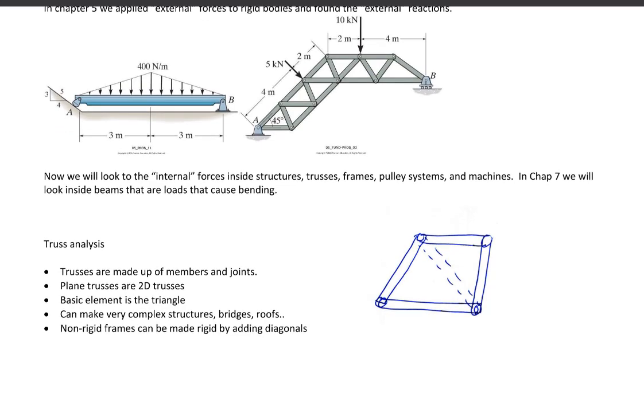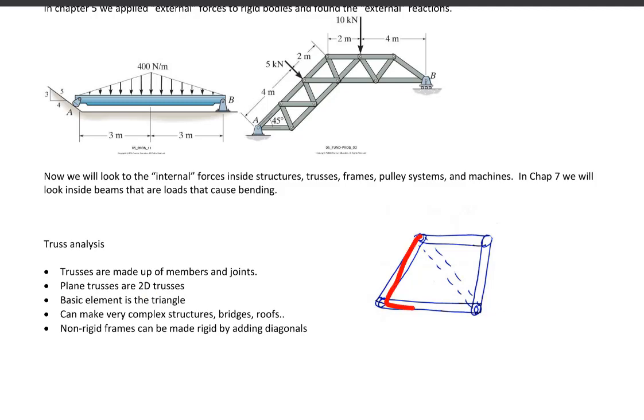So what's a truss? Trusses are made of members and joints. A member is the member. The joint is where they're joined together. Plane trusses are two-dimensional trusses. That's another definition of two-dimensional: plane. And the basic element is a triangle.